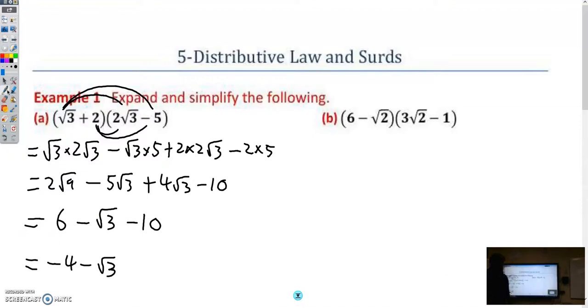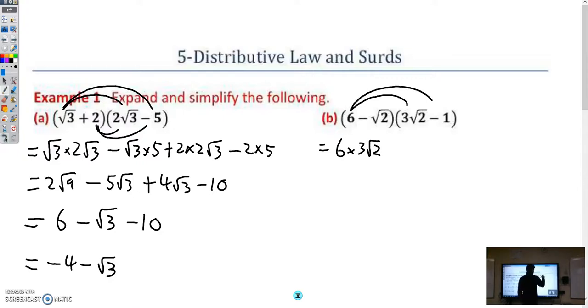Alright. The first step, and the hardest step, is writing out all your multiplications. Okay? Making sure they have the correct symbols. Once you have that correct, it's just a matter of simplifying. So, with example B, we have 6 times 3√2. We have 6 times -1. So negative 6 times 1.